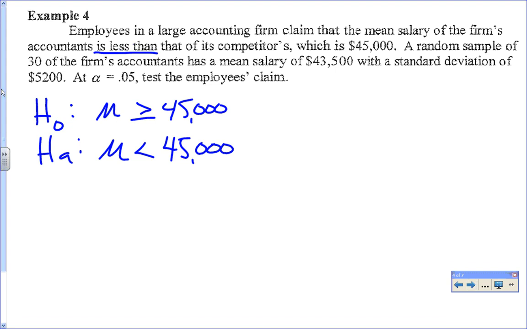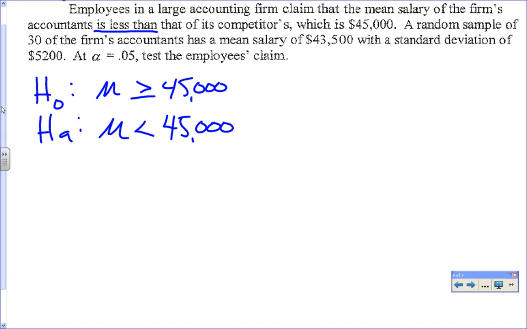Are we in agreement so far? Okay. Well, now we have to figure out what tail we're looking at. And we look right here. It's in the alternate. That's always where you look. So what type of tail are we looking at? Just a left tail, right? Does that make sense?